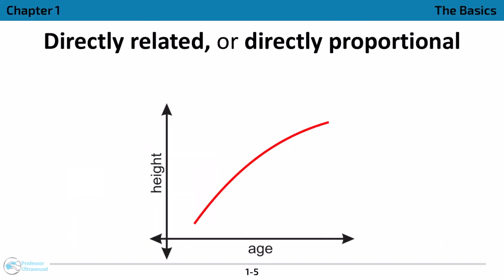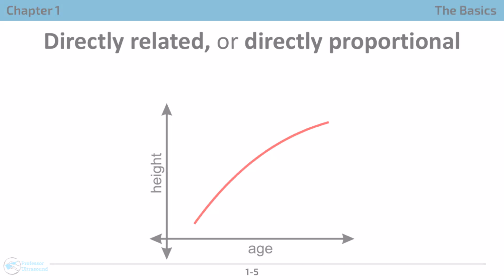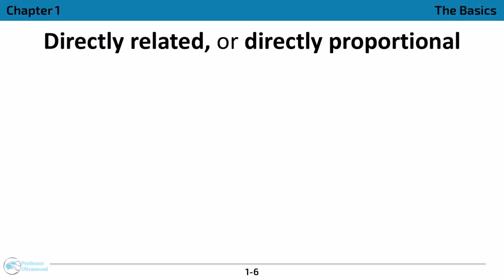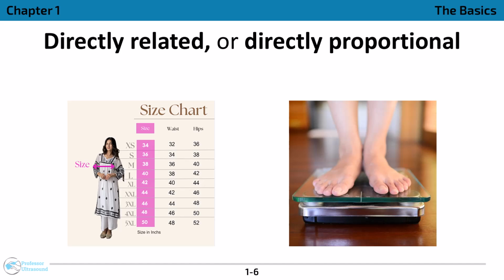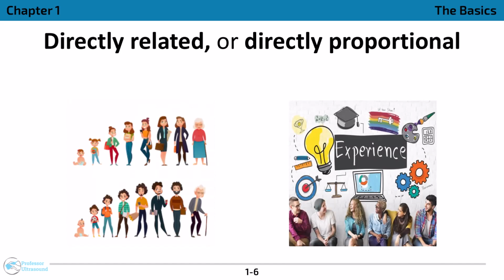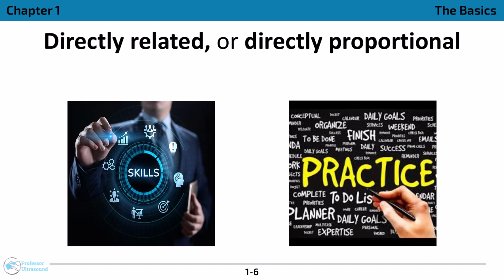The simplest and probably the most common relationship is the direct relationship. When one variable increases, the other increases as well. The graph reflects exactly that. Notice how the line rises steadily from left to right. Both variables increase together. Here are a few familiar examples. Clothing size is directly proportional to one's weight. Age is directly related to experience. And skill is directly proportional to practice.